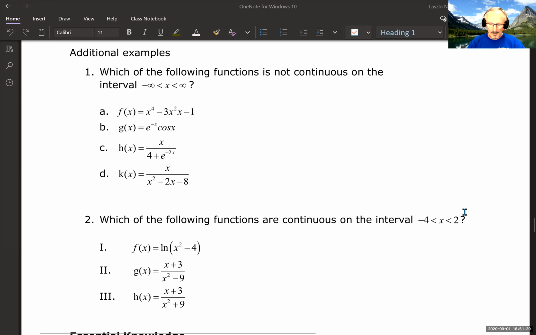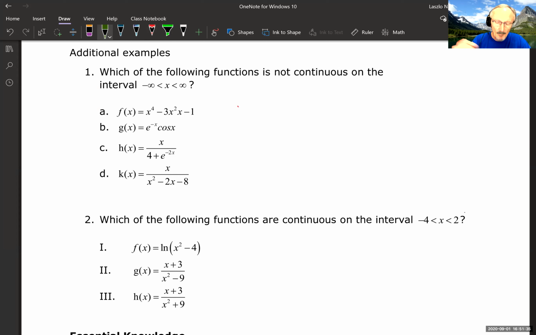At this point, we are looking at problem number 1, and this is from Unit 1.12. So the prompt reads like this. Which of the following functions is not continuous on the interval negative infinity to infinity? So all real numbers. Now, we've already discussed earlier the functions that we are familiar with that are continuous everywhere, and I believe polynomials are in that group. And so this function f of x is continuous for all real numbers.